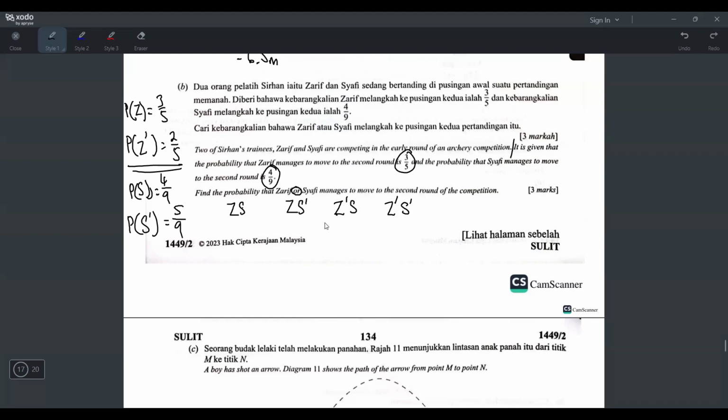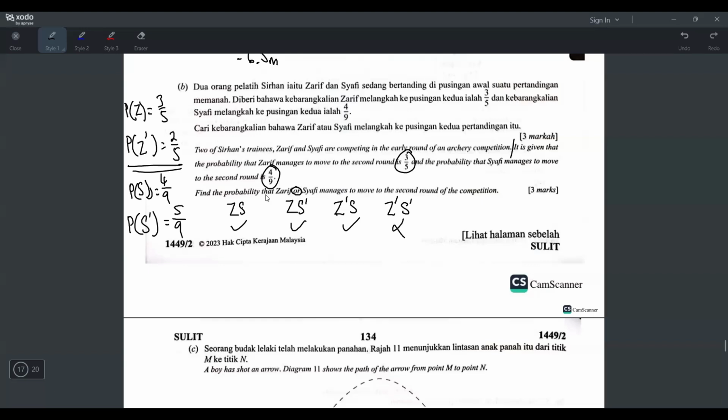Okay. So out of these four, which one is Zarif or Shafi managed to move to the second round? So this one is okay, because they say or. So if one of them gets in, it is okay. This one Zarif gets in, so okay. This one Shafi moves on to the second round, but Zarif does not get in. But can also because they say or. So this one cannot.